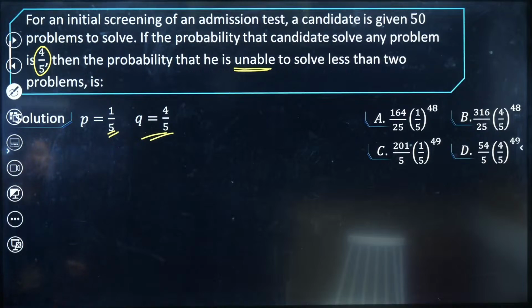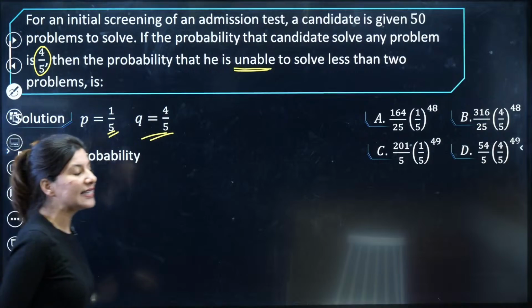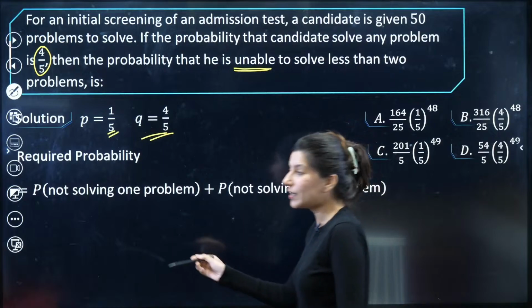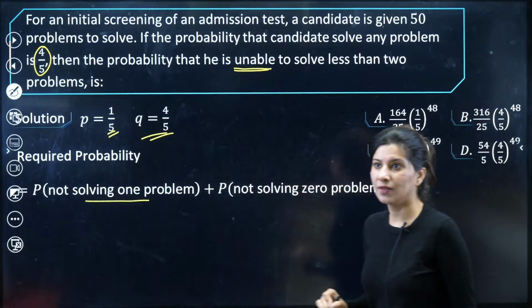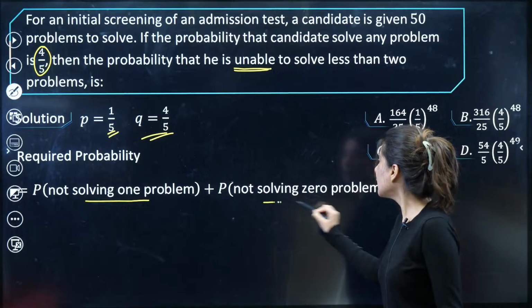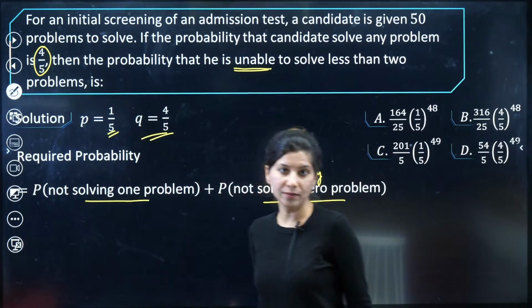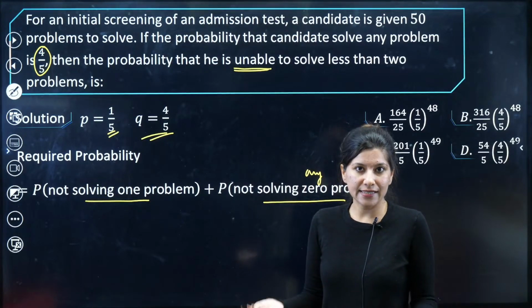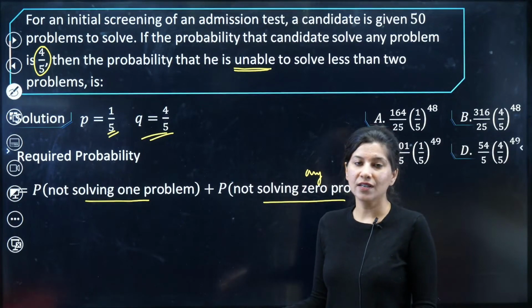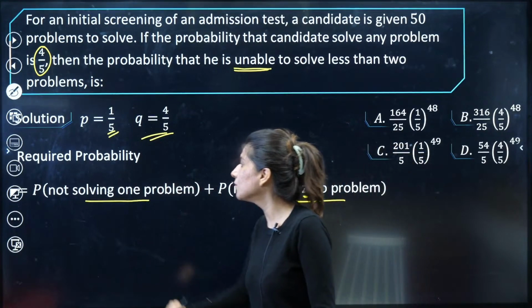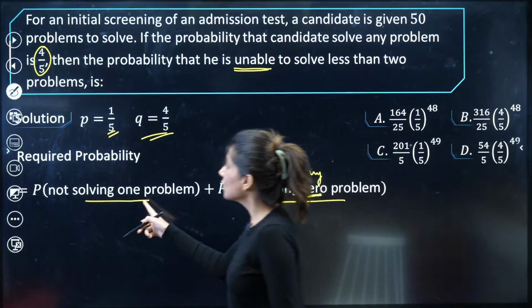Now, how many times are they asking that he is unable to solve? Less than 2 problems. So what does that mean? Less than 2 means 0 or 1. So not able to solve any problem, that means 0 problems, or not able to solve one problem, so 1 problem.